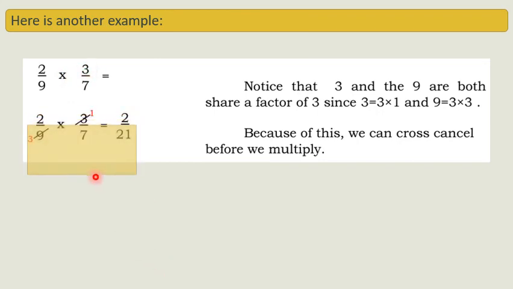So, kapag dinivide sa 3, 9 divided by 3 is 3. 3 divided by 3 is 1. So, yun na lang ipag-multiply niya. So, 2 times 1 is 2. 3 times 7 is 21.